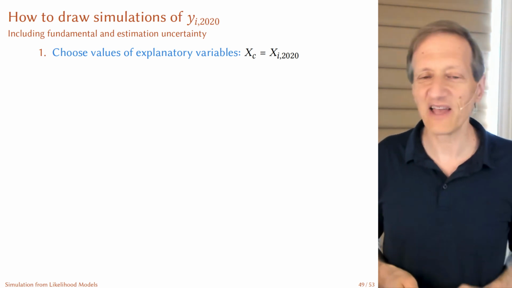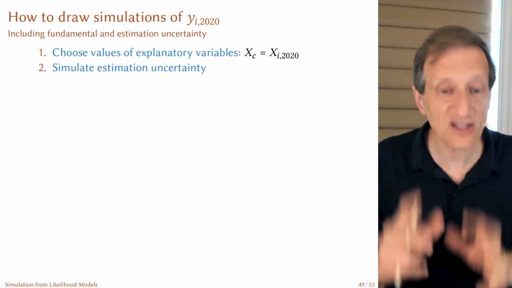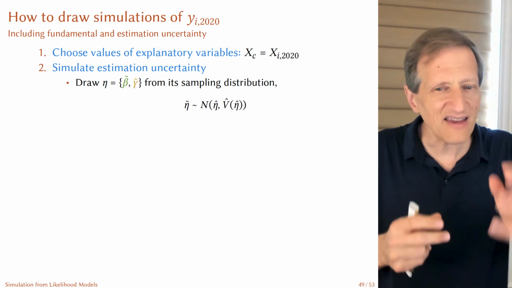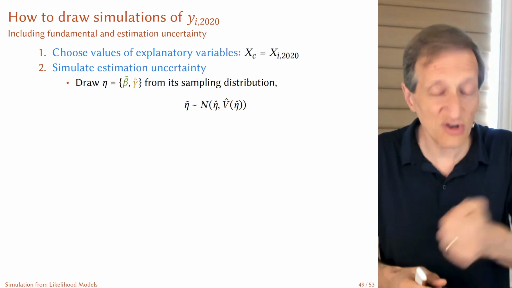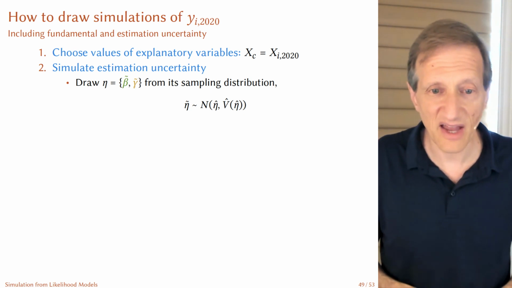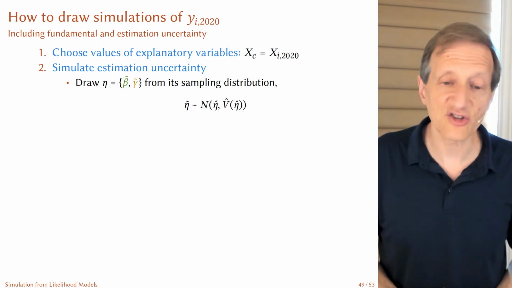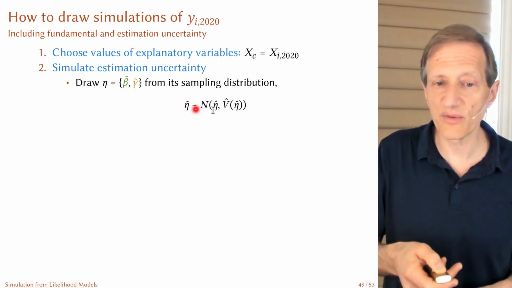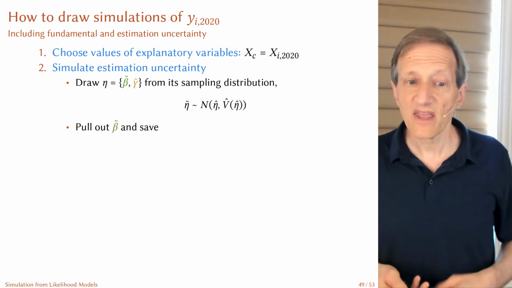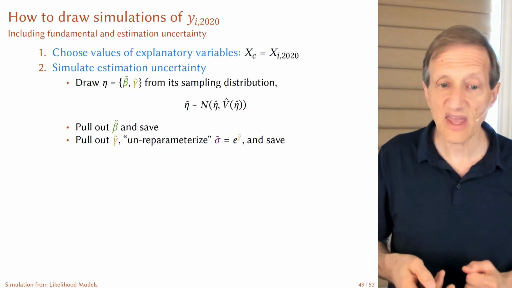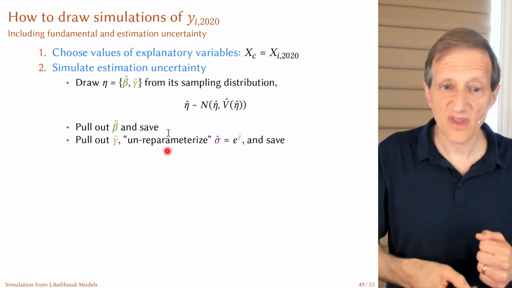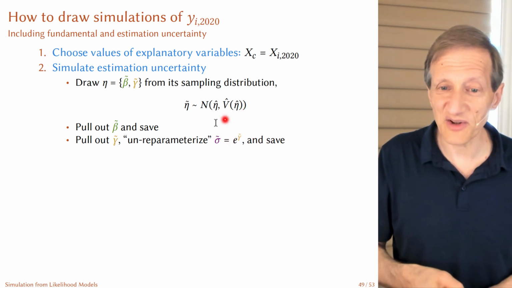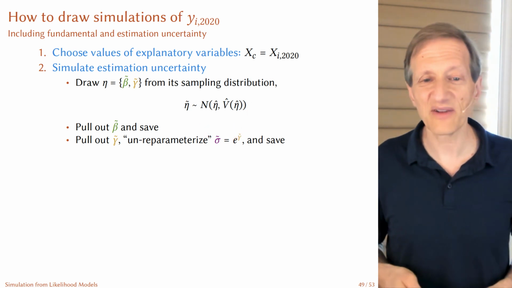Anyway, choose the values of your explanatory variables. Then we're going to simulate estimation uncertainty. Remember, we have to get to fundamental uncertainty, but first we're going to simulate estimation uncertainty. Where are we going to get that? Estimation uncertainty is the uncertainty in estimating the two unknown parameters, the betas and the gammas, from its sampling distribution. So we have right here this is eta, which is all the parameters from its distribution. Then we're going to pull out beta tilde, and we're going to save it. We're going to pull out gamma, which is our variance, basically, and we're going to unreparameterize it by doing this little thing. So e to the gamma gives us back the sigma, and we save it.